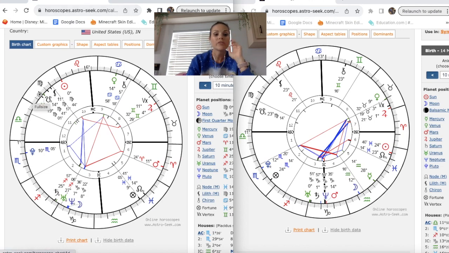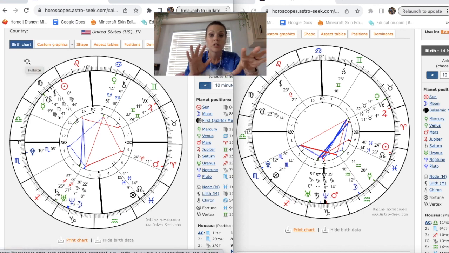So I want to point this out. This is one chart, and this is somebody else's chart, right? So I have two separate charts pulled up. I've used astro-seek.com. I just did a natal chart. I typed in the information, and then I generated this. I opened up a separate tab, pulled up astro-seek, did a birth chart, put in all the birth information, and so now I have them side by side.